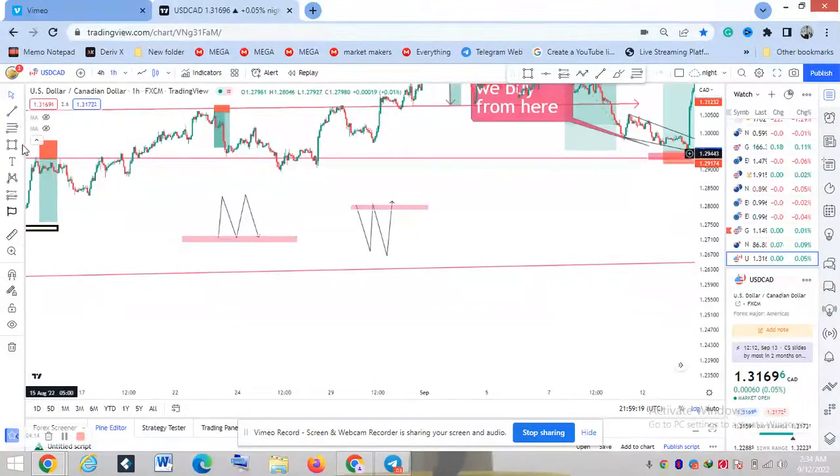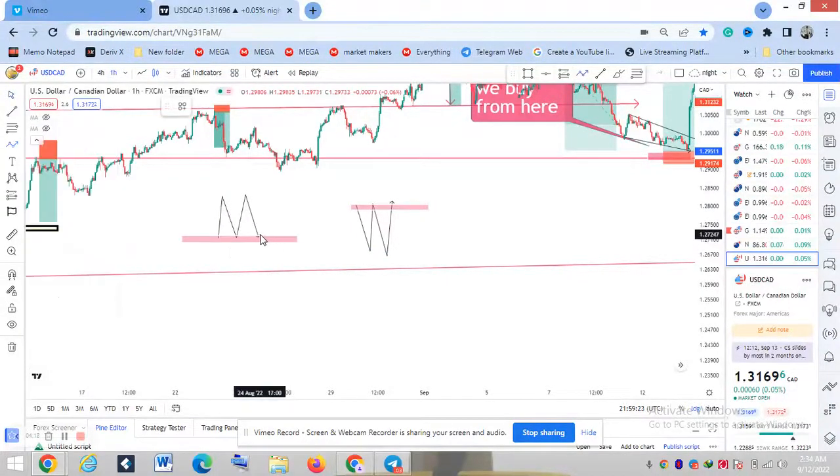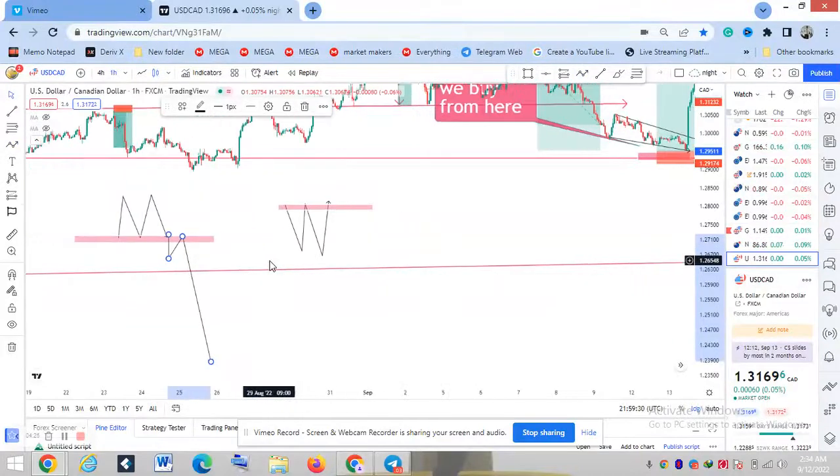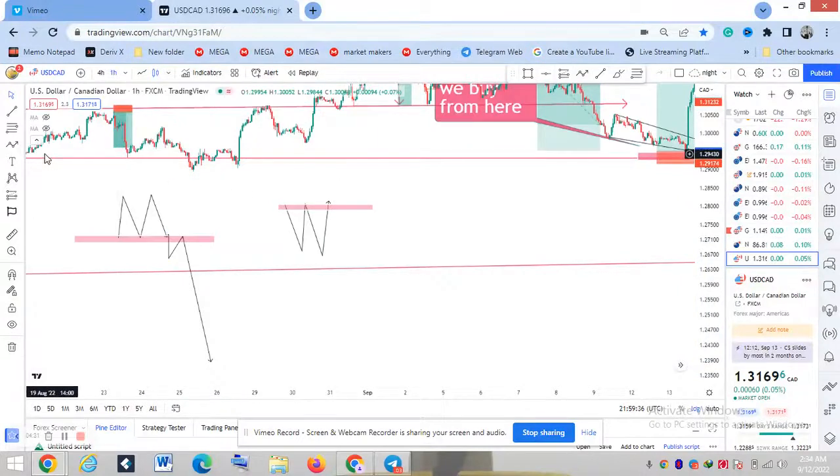So what you want to do is wait for price to break out of the neckline, retest it, and then head down. So this is how you take your double top. And from here, wait for price to move up here. Always wait for price to leave the zone, retest, and head up. This is how you trade your double bottom.